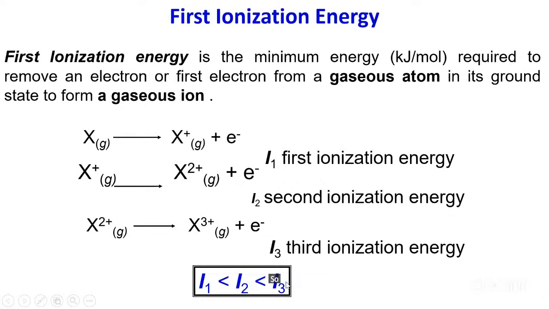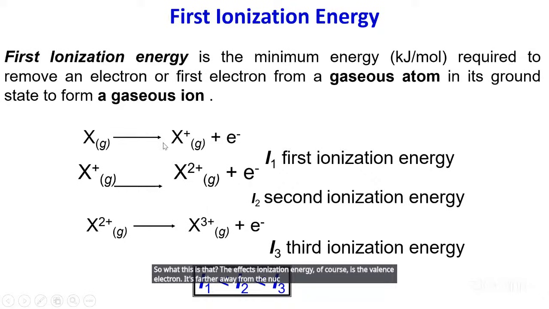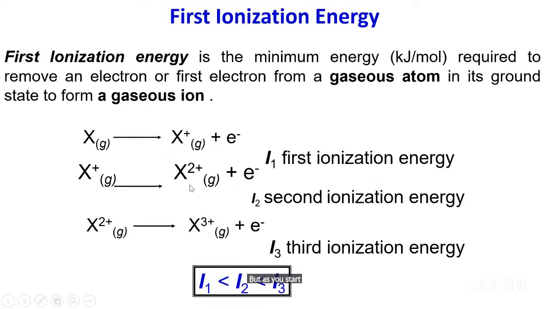For the first ionization energy, the energy is lower, followed by the second, the third, and so on. Of course, the valence electron is further away from the nucleus, so the energy you require to lose that electron is not much because it's further. But as you go to the second and the third ionization energy, the energy that you require will actually be more, because you are now entering into the inner shell, not the valence shell.